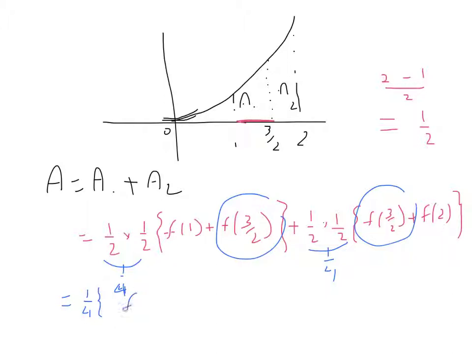So we have f of 1 plus 2 times f of 3 over 2, plus the last one, f of 2. Substituting in, you will end up with a quarter, f of 1, which is 1 squared, 2 times f of 3 over 2, which is 3 over 2 all squared, because we're still using the curve y equals x squared, plus f of 2, which is 2 squared.